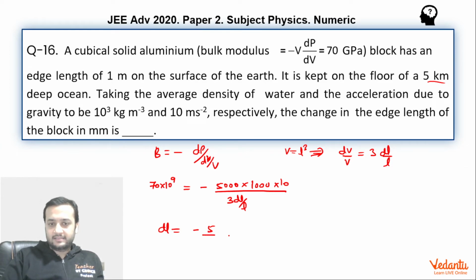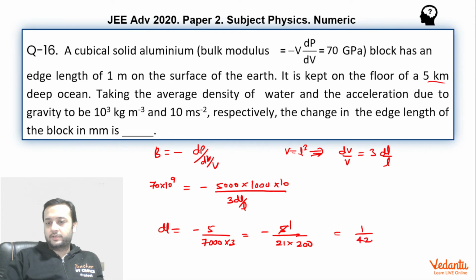7 zeros will get cancelled, so we will be left with the 7,000, and 3 is also left over here. So what do we get? 7 threes are 21. So basically we can make this 21 into 1,000, and we can write 5 becoming 1, so this will become 1 upon 4,200. The negative sign, as I told you, just means that it will be a decrement.